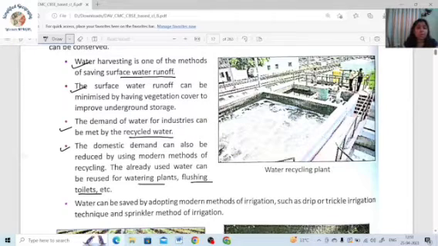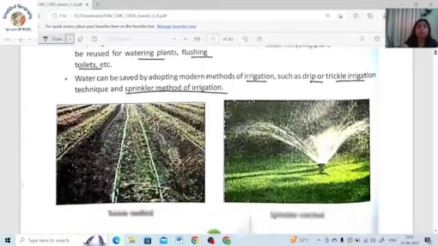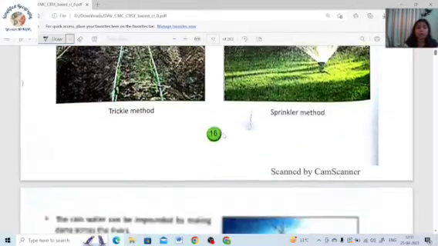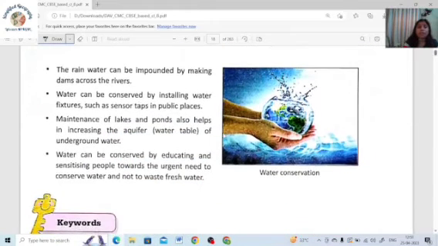reduced. Water can be saved by adopting modern methods of irrigation. Instead of drip or trickle irrigation technique, we can have sprinkle irrigation, which can reduce the amount of water. The rainwater can be impounded by making dams across the rivers. Water can be conserved by installing water fixtures such as sensor taps in public places. So once we are not using, it can be automatically switched off. So maintenance of lakes, ponds also helps in increasing aquifers of underground water.